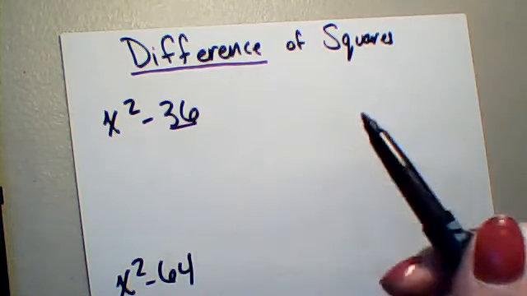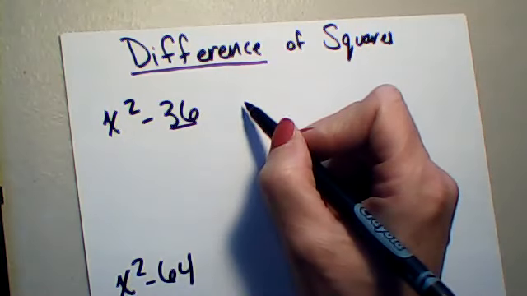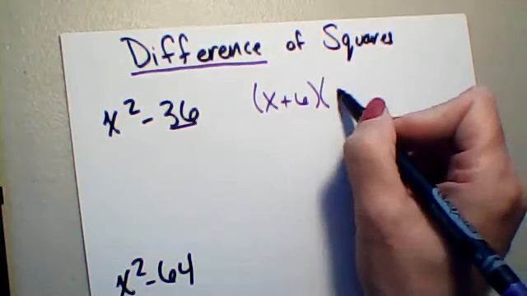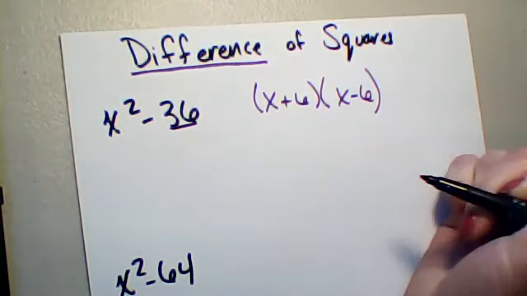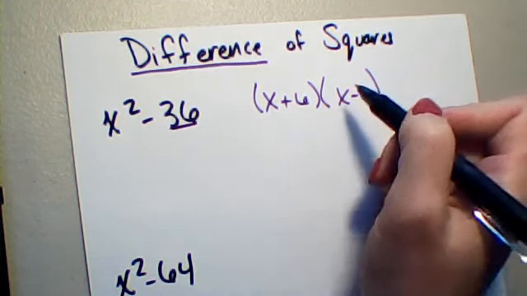The difference is when you split this one up, since there is no middle term, this actually splits to x plus 6 times x minus 6. X plus 6 times x minus 6. And that's how all those difference of squares split as you start to find that pattern. And I'll quickly show you why that works.